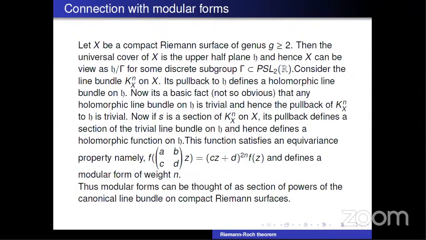Thus, modular forms can be thought of as sections of powers of the canonical line bundle on compact Riemann surfaces. Pull back the powers of the canonical bundle on X to the upper half plane. There you can think of it as a function, and the function satisfies a nice equivariance property, defining a modular form. The crucial fact here is that holomorphic line bundles on the upper half plane are always trivial.